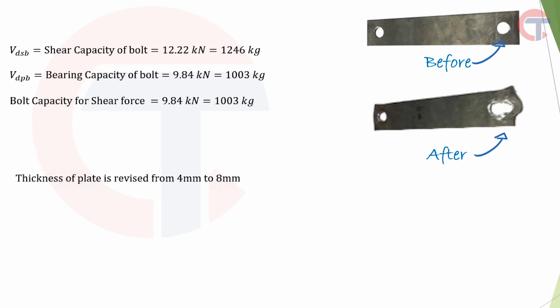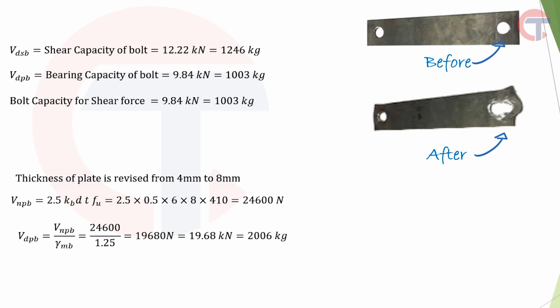Now let's increase the thickness of the plate from 4 mm to 8 mm and recalculate the value of bearing capacity of the bolt. VNPB will be recalculated as 2.5 into 0.5 into 6 into 8 into 410, where 6 is the diameter of the bolt and 8 is the thickness of the plate. So this thickness we have changed from 4 mm to 8 mm. Now we have increased the thickness of the plate. So we got the value 24,600 Newton.